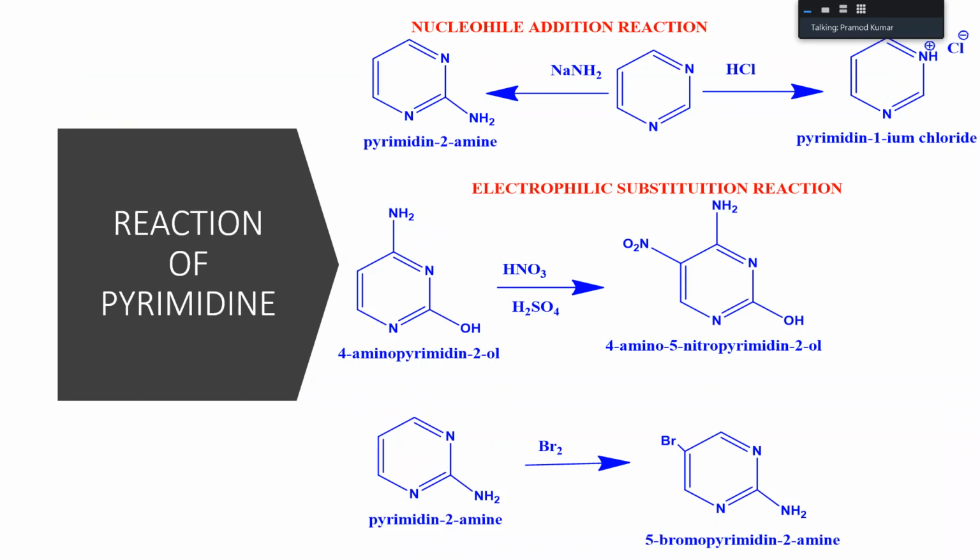This is a common electrophilic substitution reaction. It takes place only when there is an electron donating group. When there are electron donating groups at the 2 and 4 position, your electrophilic substitution reaction takes place at the 5th position. 2-aminopyrimidine will give 5-bromopyrimidine. The electrophilic substitution reaction only takes place at the 5th position. That is the only position where there is no positive charge. In the rest of the positions, when there is resonance, there is positive charge.